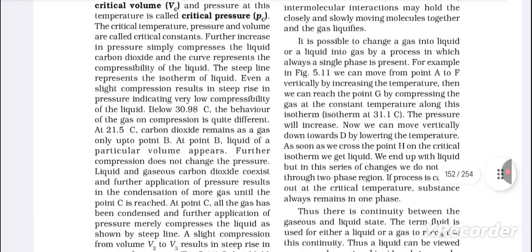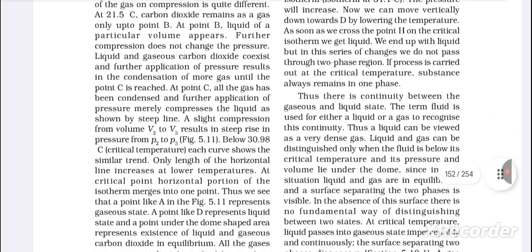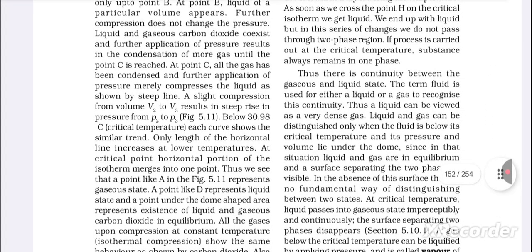It is possible to change a gas into liquid or liquid into gas by a process in which always a single phase is represented. Thus, there is continuity between the gaseous and liquid state. The term fluid is used for either a liquid or a gas to recognize this continuity. Thus, a liquid can be viewed as a very dense gas.